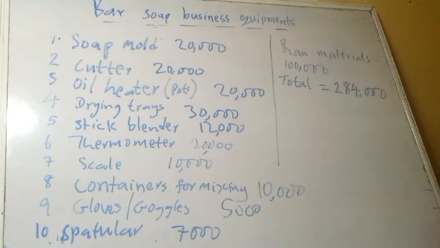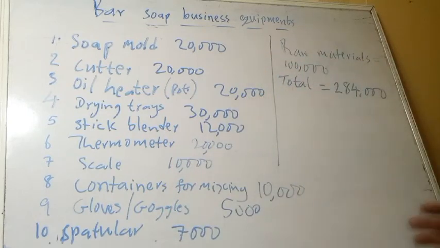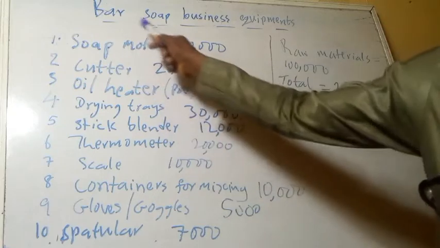Now let's budget 100,000 naira as the amount we are going to use to buy the chemicals, the perfumes, and other raw materials that we need to start production. So 100,000 naira will go for that. Total of this will give us 284,000 naira. This is the amount you need to start bar soap business.